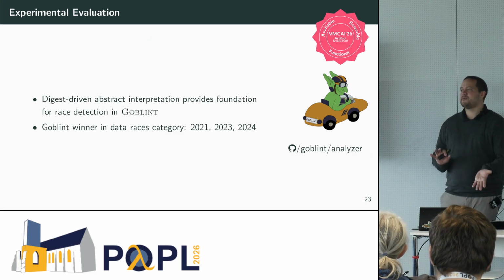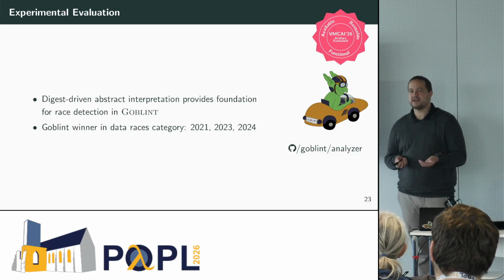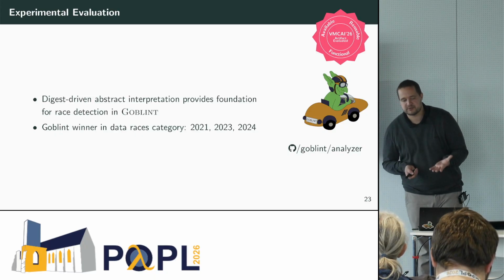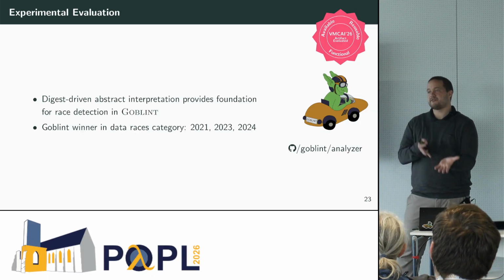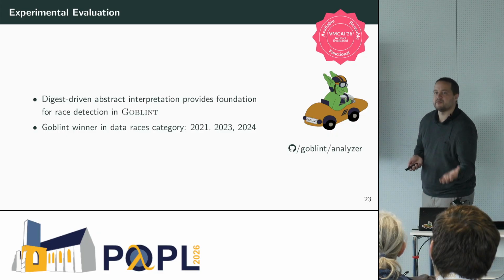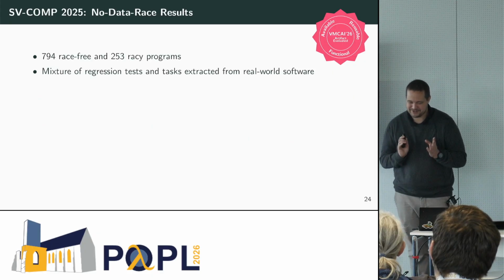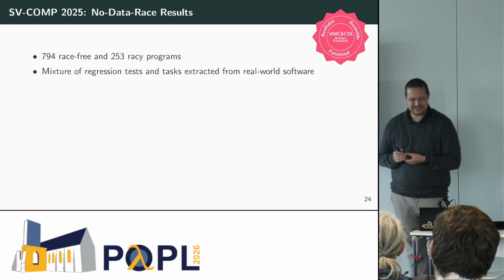Now we have experimentally evaluated these things within the Goblint static analyzer. And actually this digest-driven abstract interpretation provides the semantical foundation in some sense for what this Goblint system has been doing for a long time. And this Goblint system actually was winner in the data race categories of SVComp in 2021, 2023, and 2024. Now we look at 2025, which it didn't quite win, but it's the most recent one.